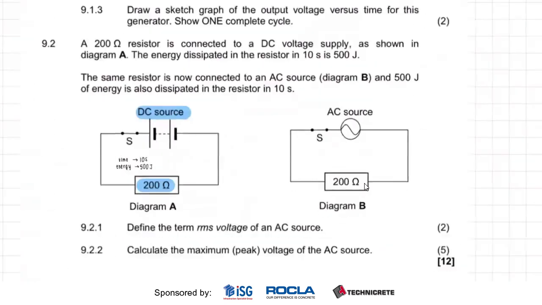Then we are told that the same resistor, so it's also a 200 ohm resistor, is now connected to an AC source, diagram B, and 500 joules of energy is also dissipated in the resistor in 10 seconds.